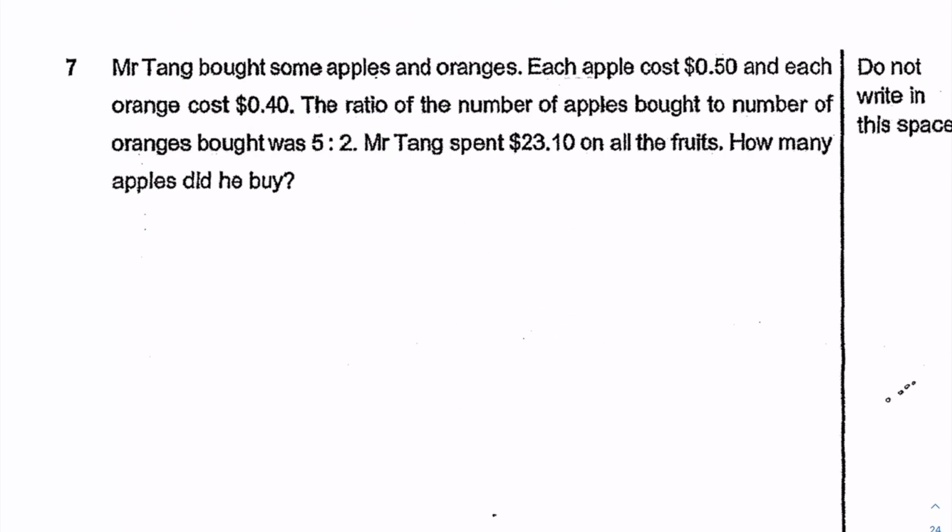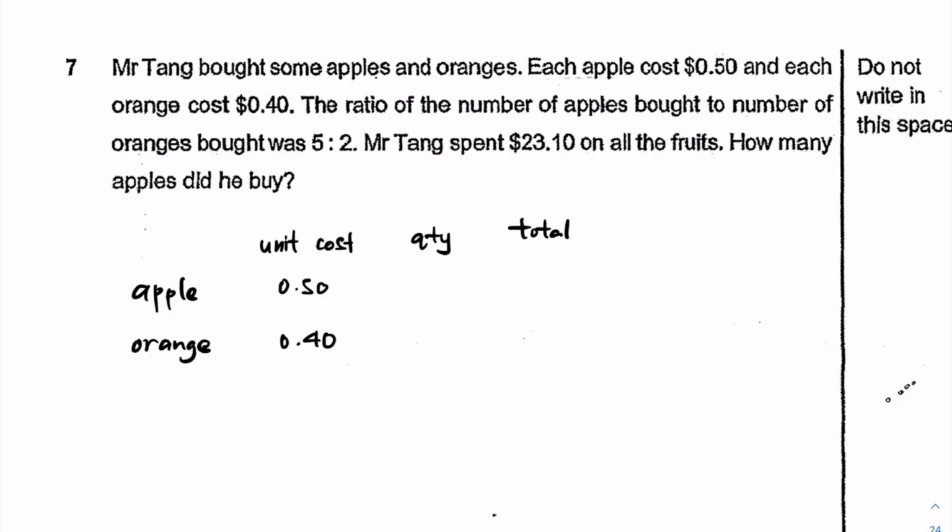Alright, here we've got a unit and quantity question. The first thing is I'll get the model drawn out. Apple, each of them cost 50 cents, so let's write that down. And each orange was 40 cents. Next one, the quantity. The number of apples to oranges bought was 5 units to 2 units.